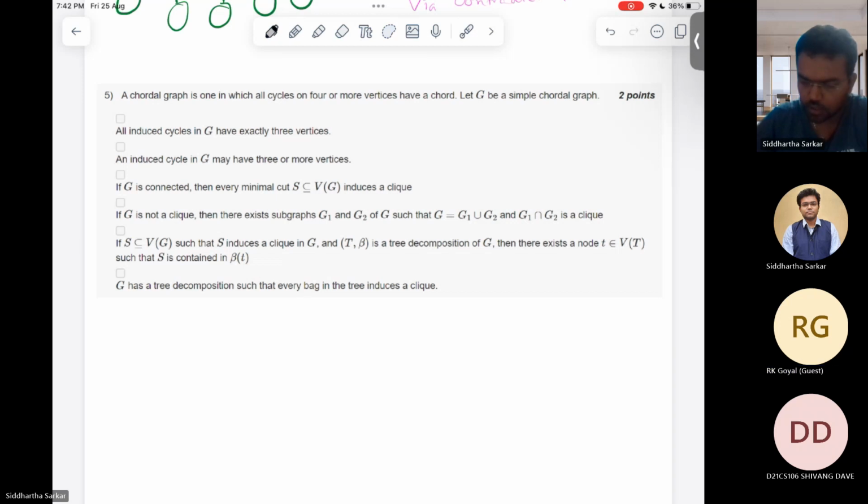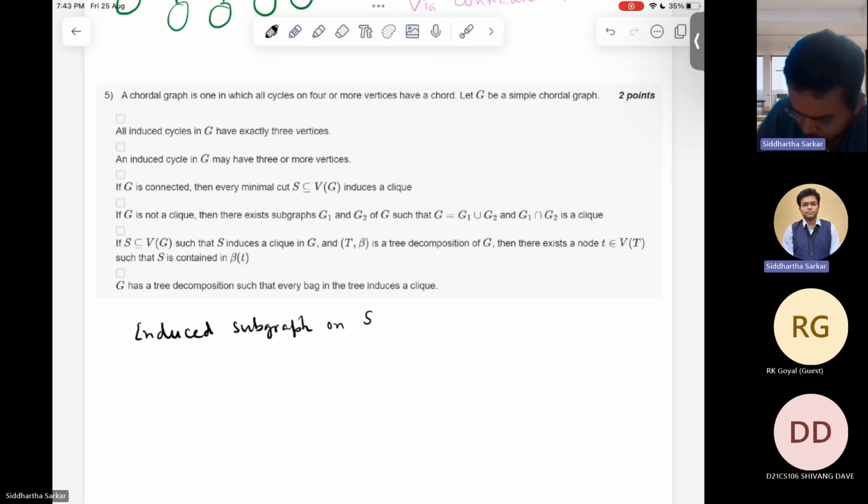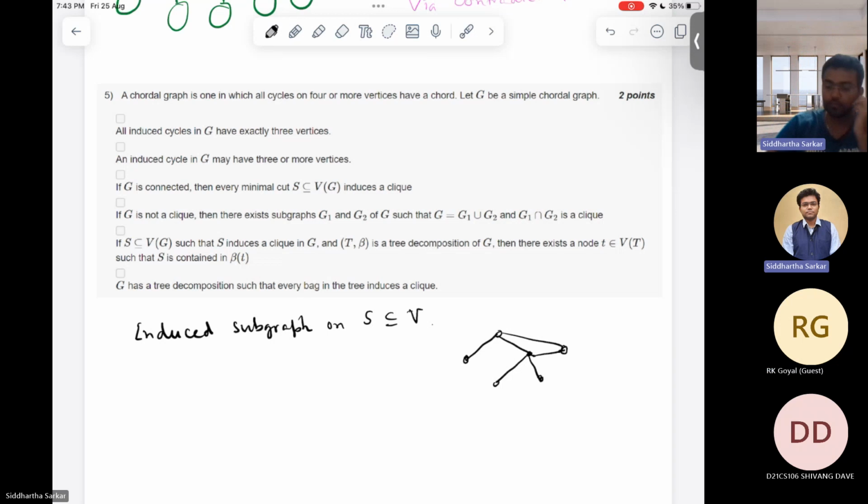Yes. Okay, so now let us say for the sake of contradiction that there is an induced cycle. What does induced mean? An induced subgraph on a subset S, where S is a subset of the vertex set, means that you have picked some vertices, and in the original graph, whatever edges were there among these vertices, you have drawn all of them. That kind of subgraph is called an induced subgraph.